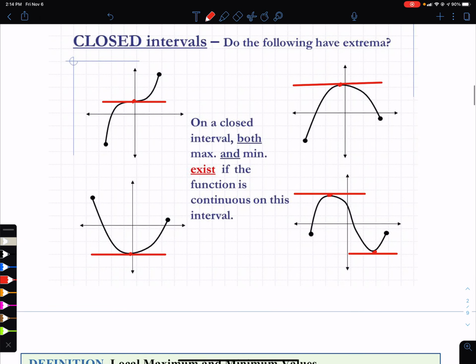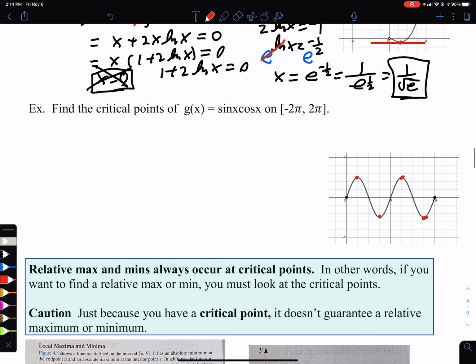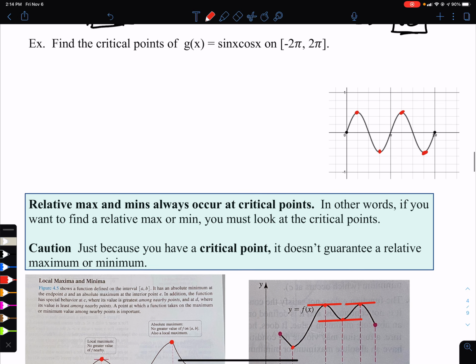All right, let's do this other example. I know we're bouncing around a little bit, but in this example, find the critical points of this function on the interval from negative 2 pi to 2 pi. So give that a shot. All right, we need to find the derivative of g, and it's a product rule. So if you didn't recognize product rule and you want to try this problem again, you can pause and try it again. We leave the first alone, take the derivative of the second.